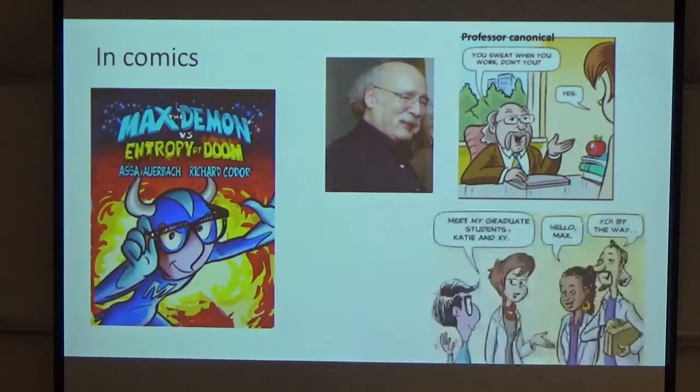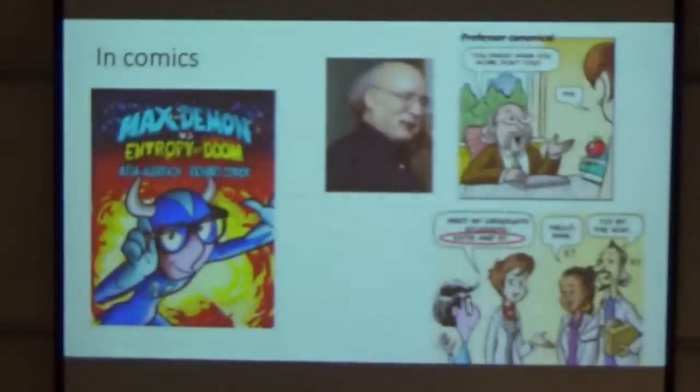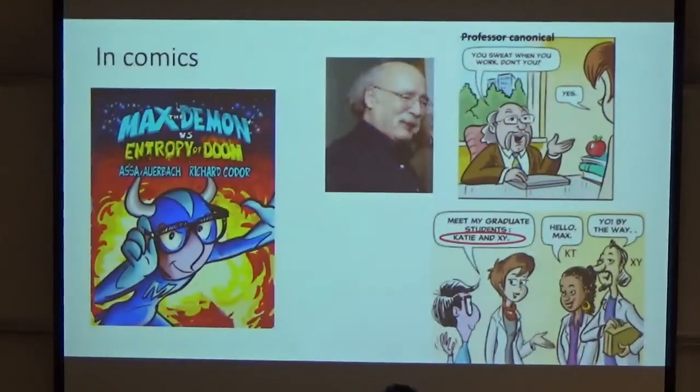But don't think that I discriminated against the other Nobel Prize winners, because in the same book you can find 2 graduate students. One of them is called Katie, and the other one is called XY. So, as you can see, Kosterlitz and Thouless and the XY model are well represented there too. So, okay, thank you very much.